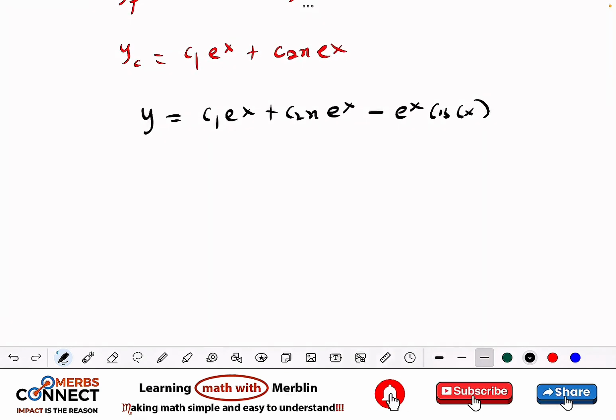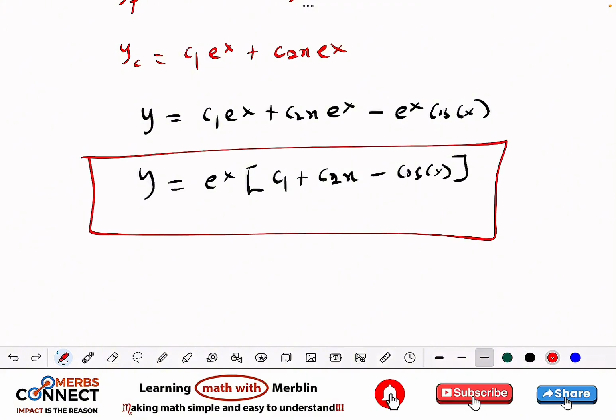So if I want to do something small, since this one is our last solution, then I can write this one as, I'll factor e^x out, and I'll have c2 x minus cos x. And this is going to give us our general solution.